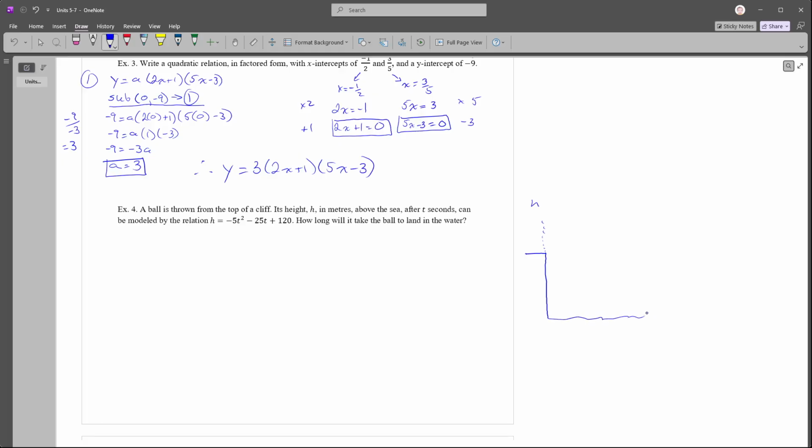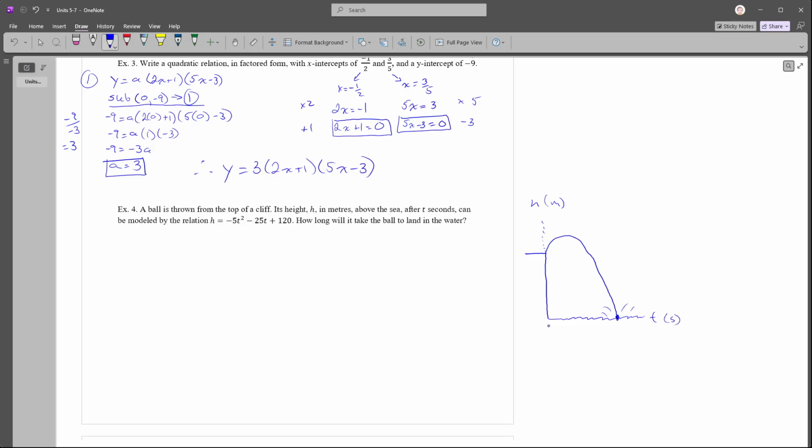Oh, I guess he's throwing it into the sea. Here's my water. Beautiful water. Okay. So that means that he's throwing it from the cliff, and it's going to make its way and splash down into the sea. After t seconds. Ooh, t, that means our x-axis is our time. And this is measured in seconds. So our height is in meters, and our time is in seconds.